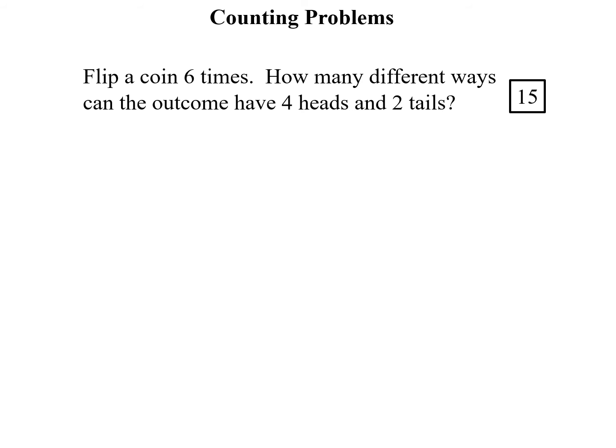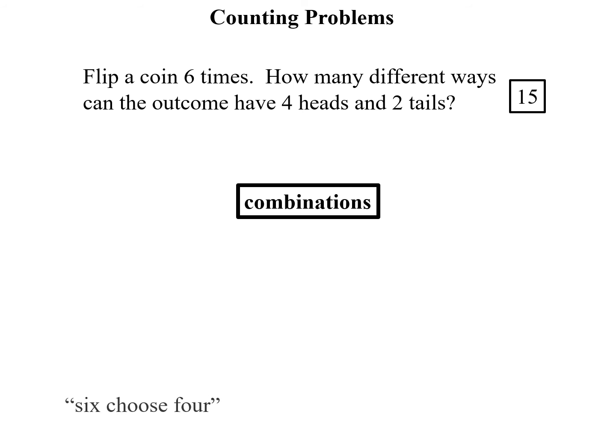Can we do the coin problem without listing all the possibilities and without using Pascal's triangle? The answer is yes. We'll use something called combinations. We'll say 6 choose 4, flip a coin 6 times, we want exactly 4 heads. Here are some notations with the letter C.